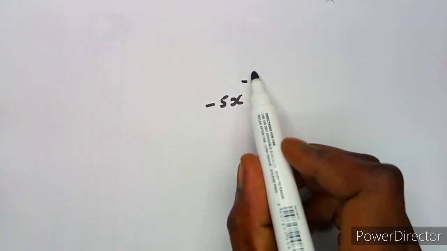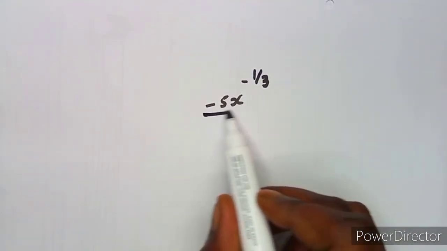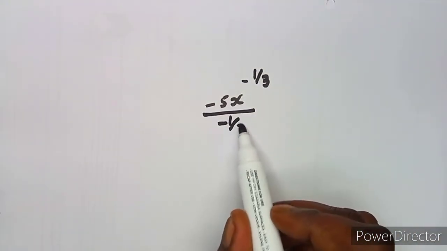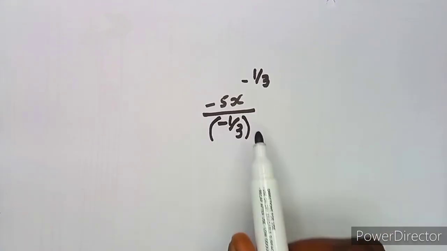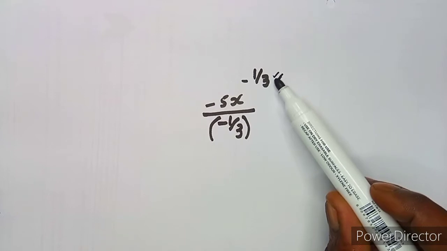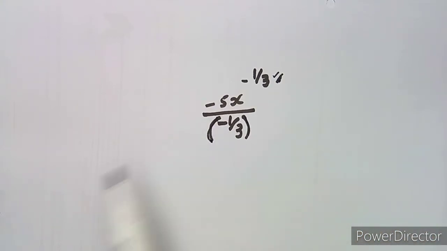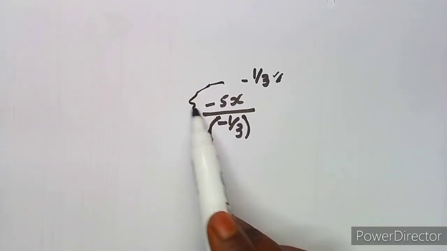So it's going to be x to the exponent of minus 1 over 3, over the exponent that you now have, which is minus 1 over 3. So take note, the new exponent that you're now having is the one that you divide with. So now there is a number here, which is 5, this one.